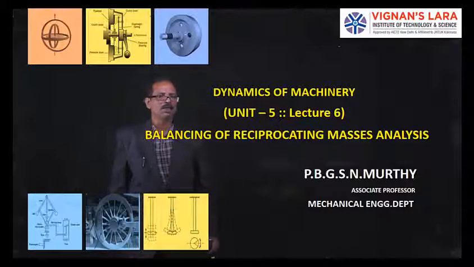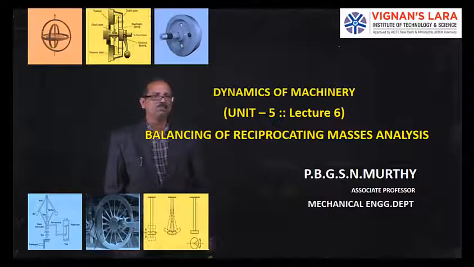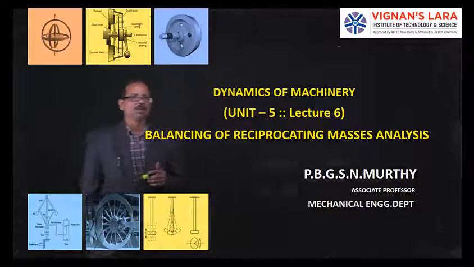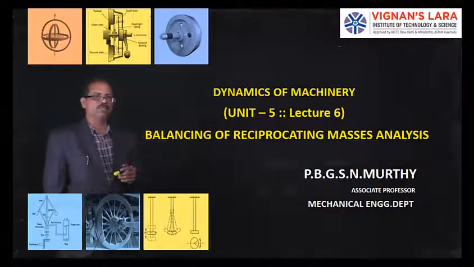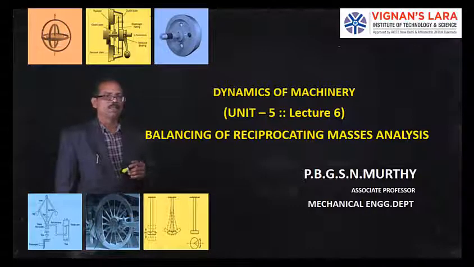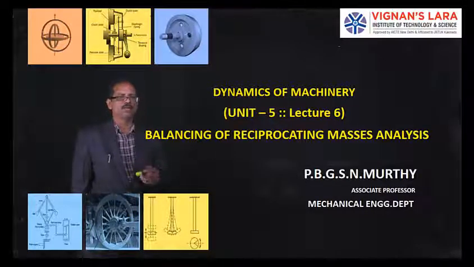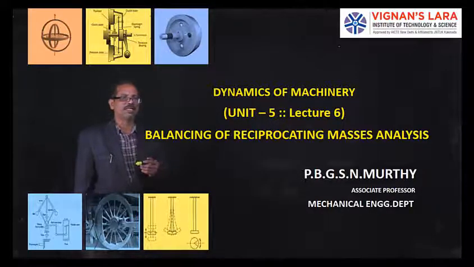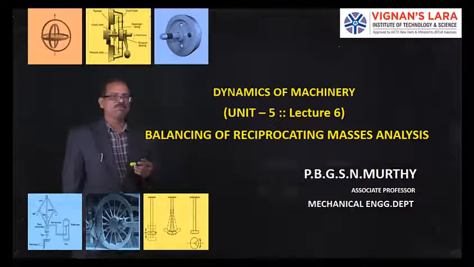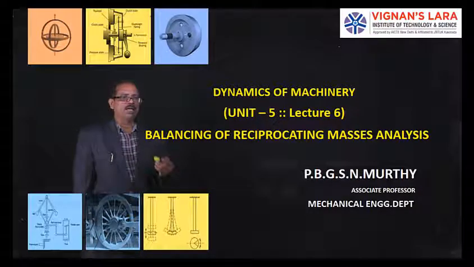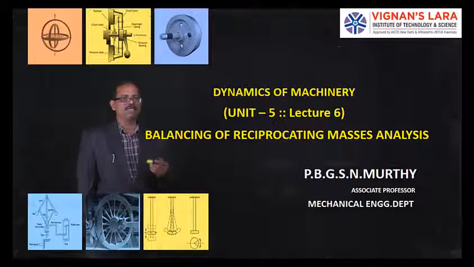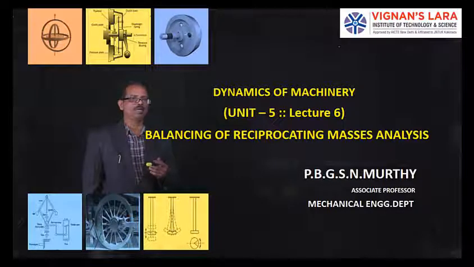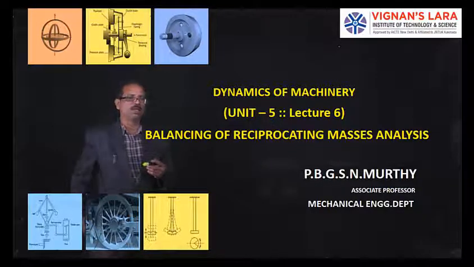We have seen in the last few lectures balancing of rotating masses, and we have also solved some of the problems based upon the theoretical concepts we discussed. Today we will start a new topic, that is balancing of reciprocating masses and their analysis. First we will see how the analysis is carried out, and in the next lecture we will continue with the effect of partial balancing of reciprocating masses and a problem on locomotives.